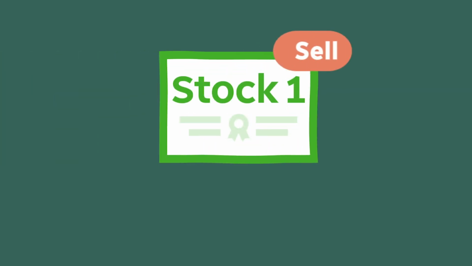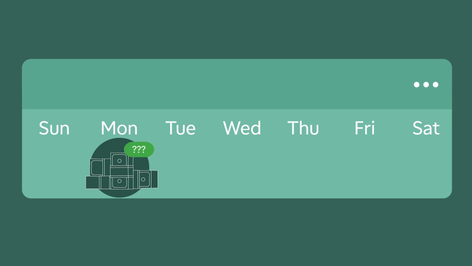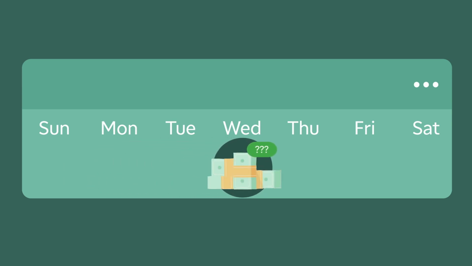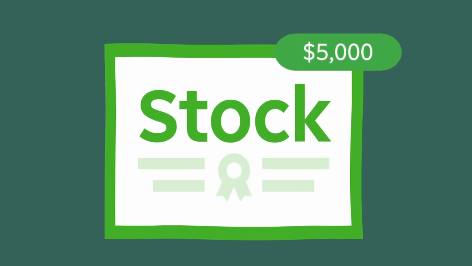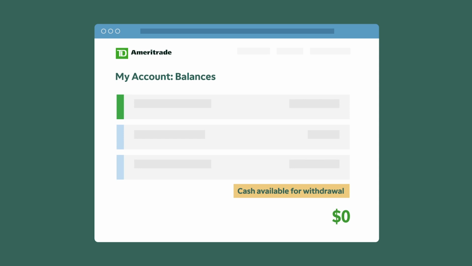Though trading with cash in a brokerage account is generally straightforward, it might not be obvious when you'll have full access to the cash after selling a stock, or when you could use those proceeds to place other trades. Let's say you sell $5,000 worth of stock, but the next day, when you look at your cash available for withdrawal, the balance hasn't been updated.